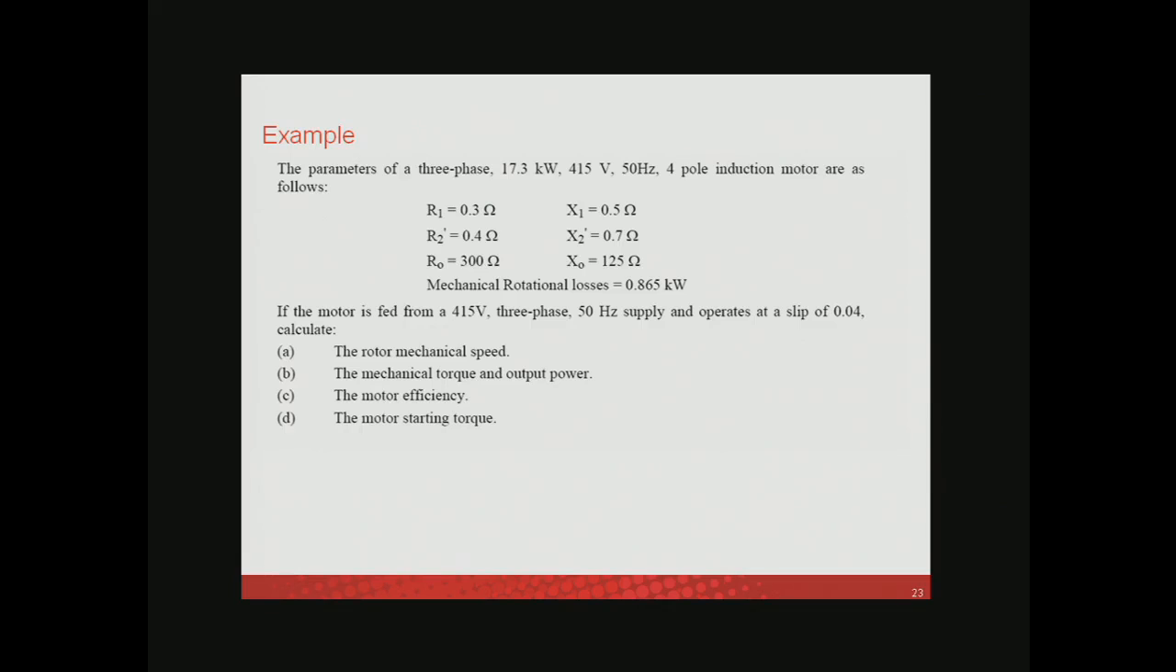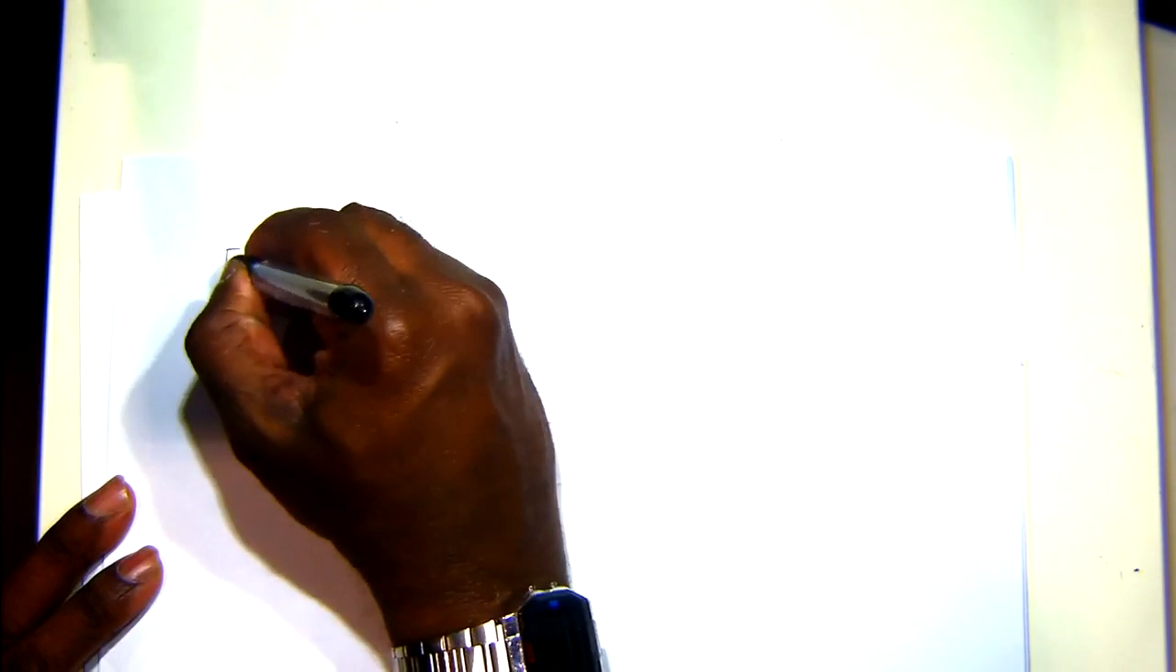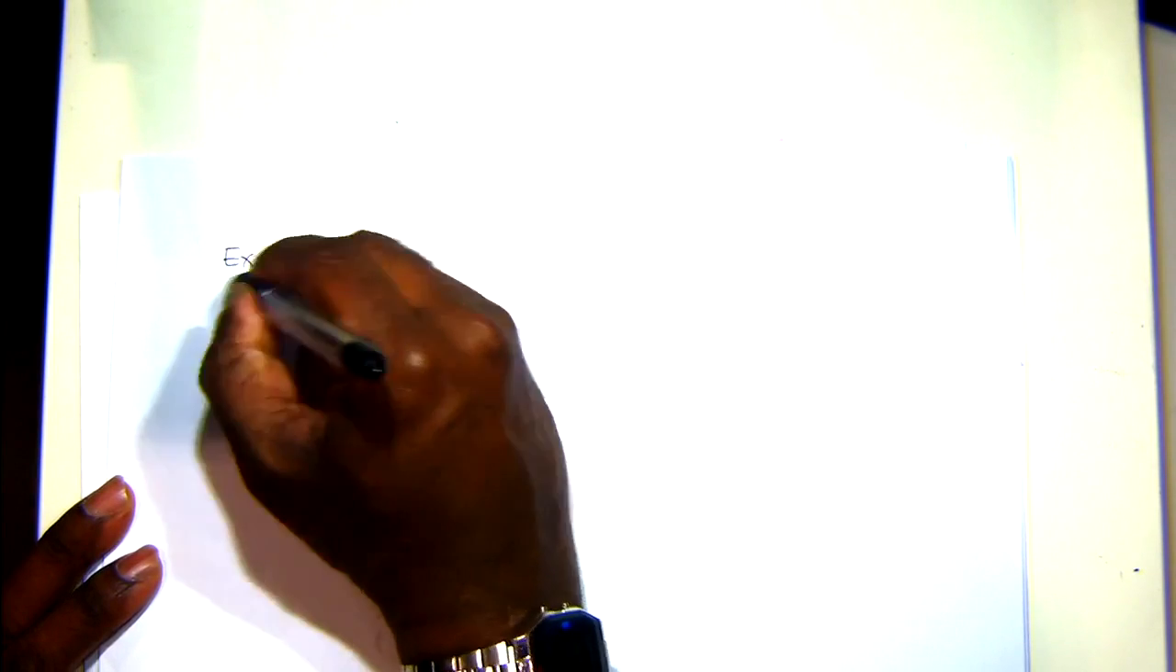Motor can produce that torque requirement. Let's say, for example, in this case we are given all the parameters, and then we have to calculate the starting torque. So if I go back to this, I'll draw the equivalent circuit again. So this is the example question.